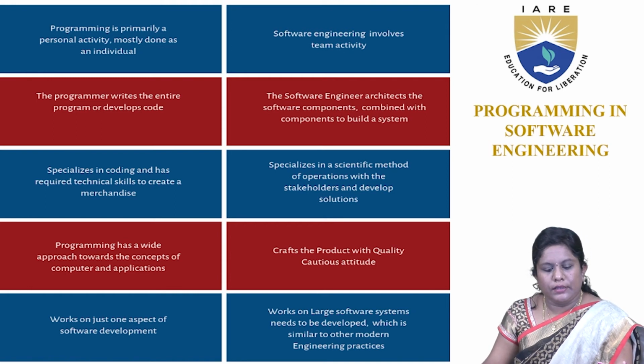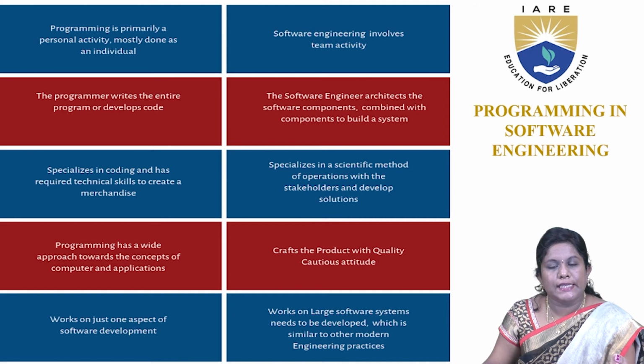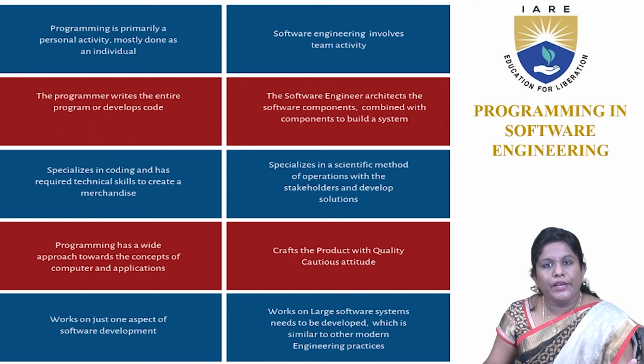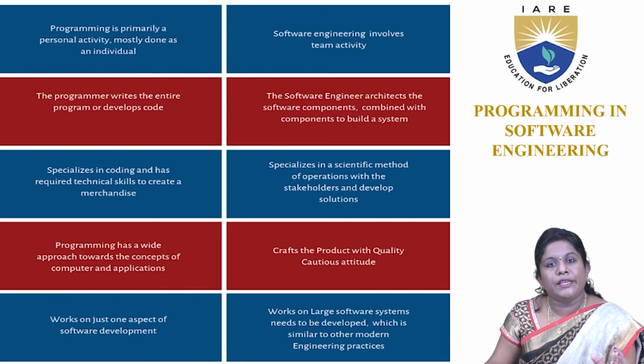Coming to the third difference in their work, a programmer specializes in coding and has to acquire technical skills. Here, we are supposed to specialize in a scientific method of operation which the stakeholder needs, and try to develop solutions to it. Moving further, we have a wide range of approach towards the concepts of programming and applications. Every day we have a change in technologies, programs and applications, and a software engineer is trying to craft those products with good quality and satisfy the customer needs, or have a cautious attitude.